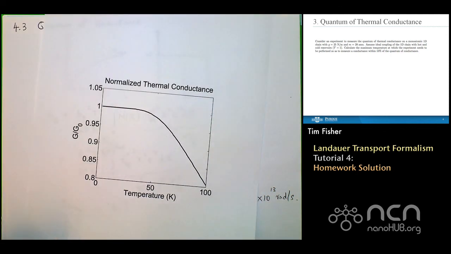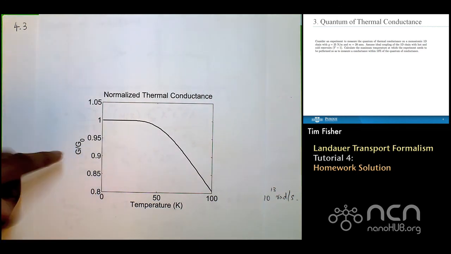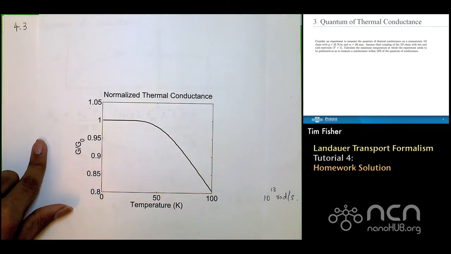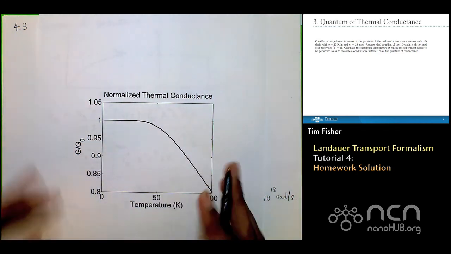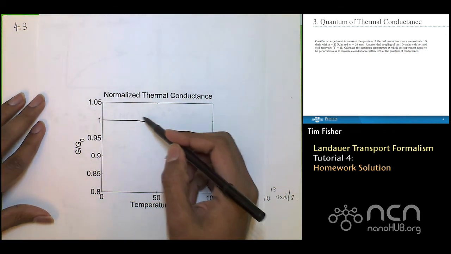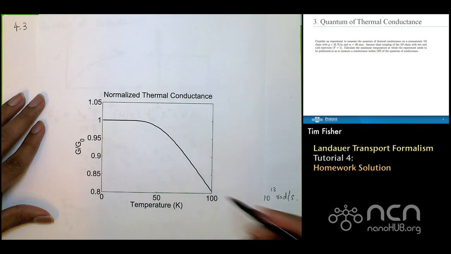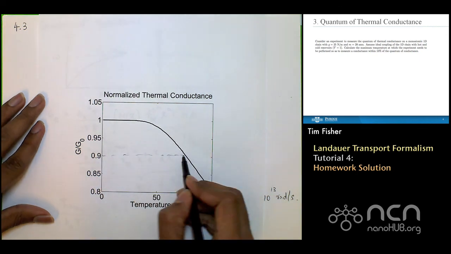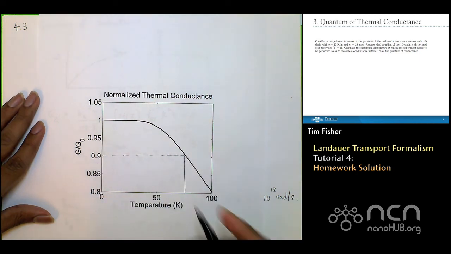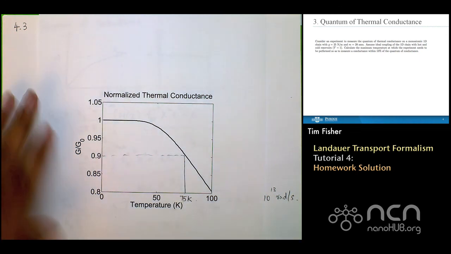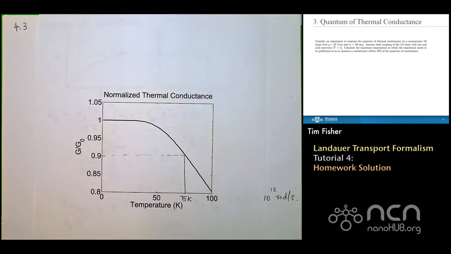And shown here is a plot of G by the quantum of conductance as a function of temperature. At very low temperatures this ratio is 1, indicating that we'll get a value very close to the quantum of conductance, and then it drops off at high temperatures. So this is the temperature that we found in this problem, the temperature corresponding to the ratio being 0.9, basically 90% of the quantum of conductance. This is approximately 75 Kelvin. At any temperatures higher than that, we would be too far off from the quantum of conductance. That's what it says. And thank you.